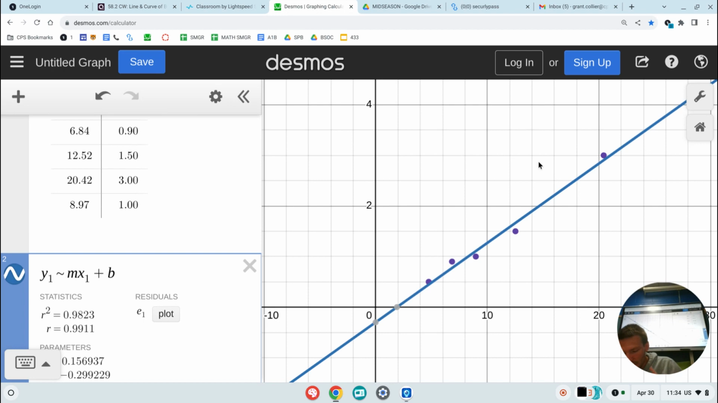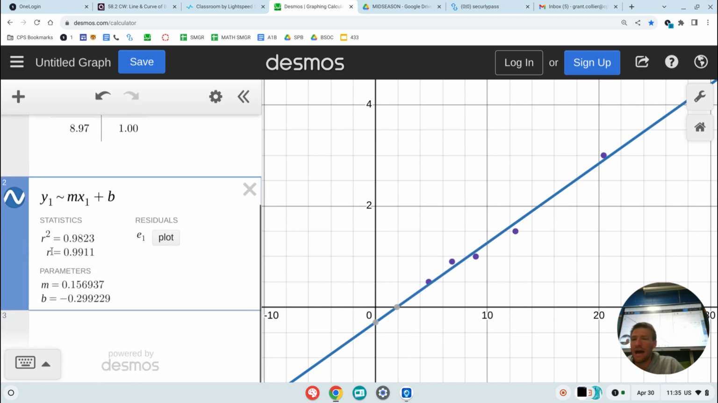Now, first thing, this line does not have to go through the purple dots. Notice that the blue line is not touching every single dot. It's not a zigzag line, okay? It's doing its best to make a prediction. Sometimes in real life, things don't work exact. You still have to make a prediction anyways.